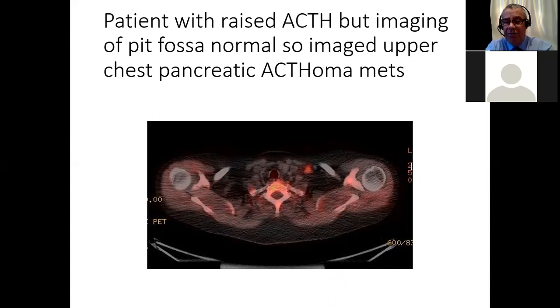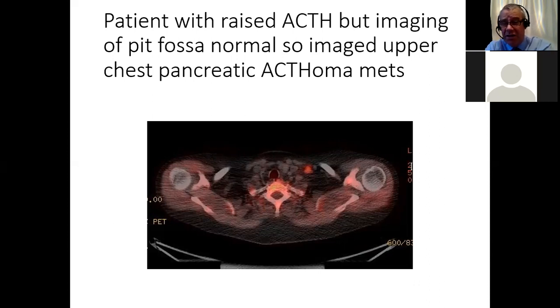And here we have a left infraclavicular node. Those of you who remember your anatomy will know this is a Virchow's node. And so you get this node when you have nodal disease in your abdomen. And it provided a site for biopsy. And from then, they showed that there was indeed an ACTHoma.